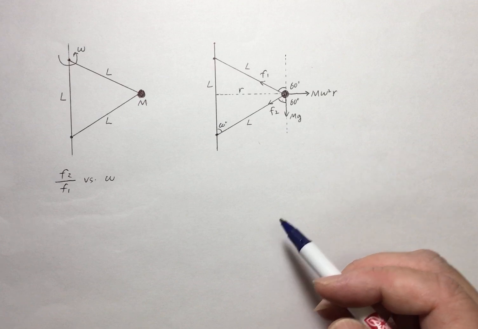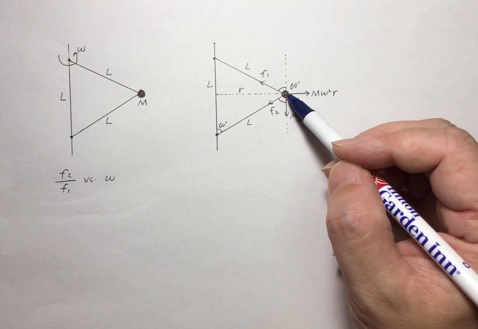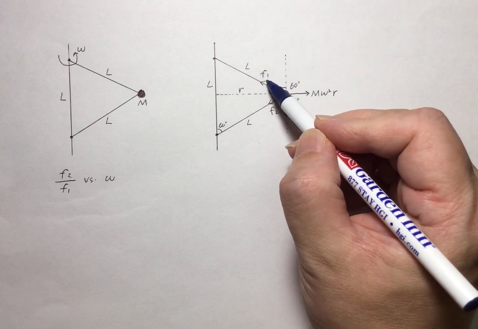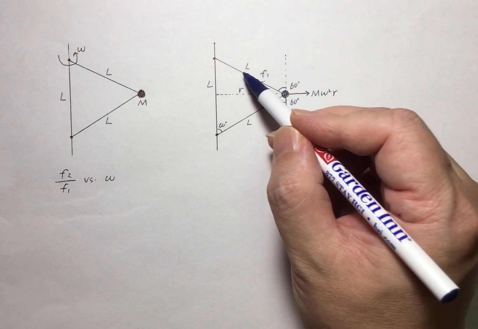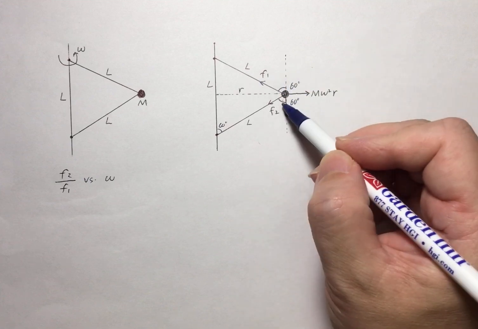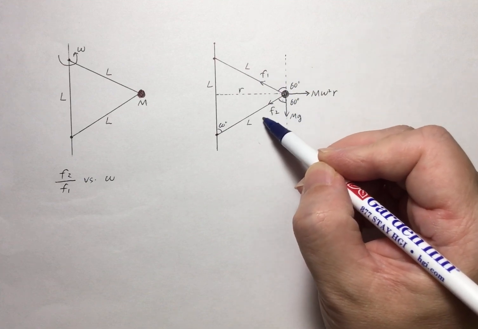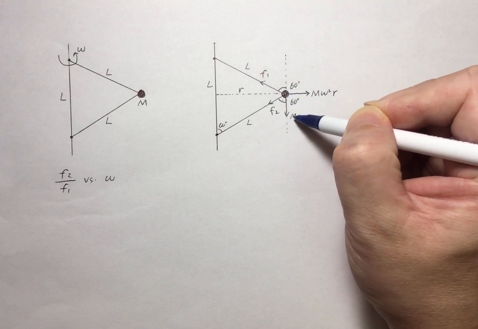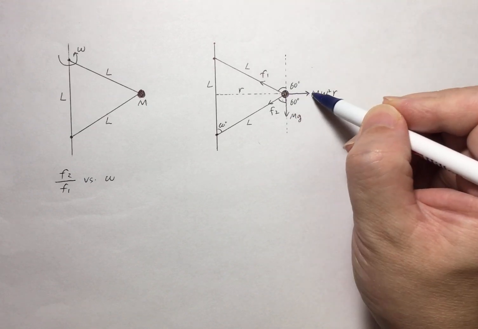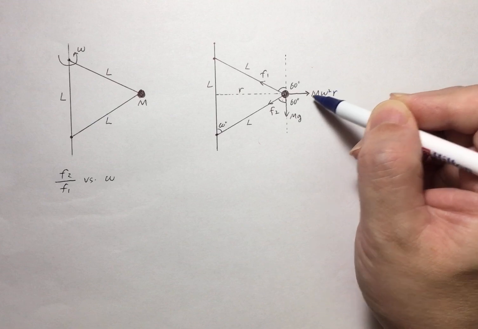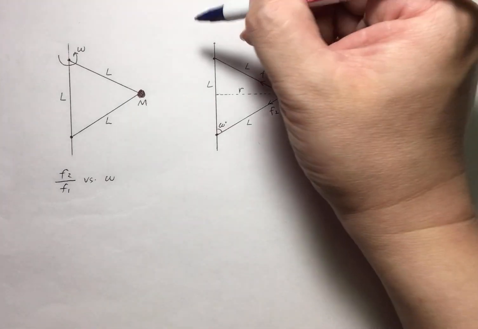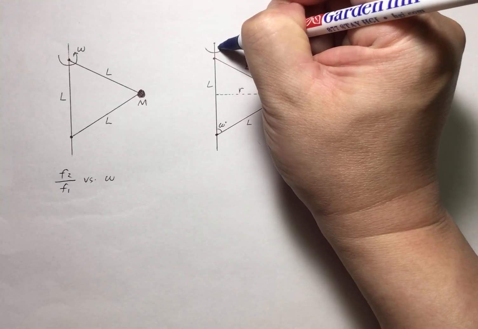Now we analyze the force on this mass. We know this is a tension F1 from the upper string, and then tension F2 from the lower string. And then the mass also has a gravitational force mg. And then because it's rotated, the centrifugal force is m omega squared r. So it's rotated like that.